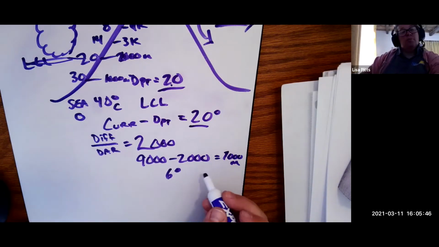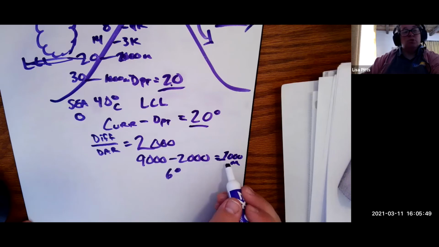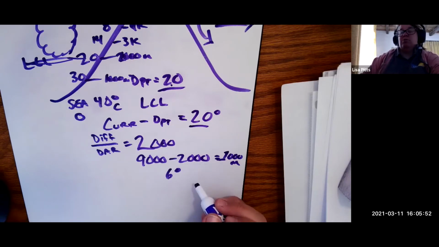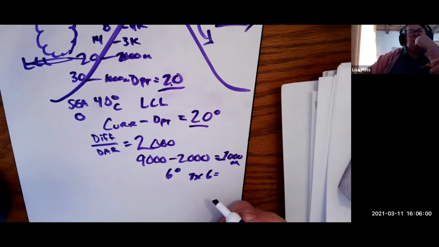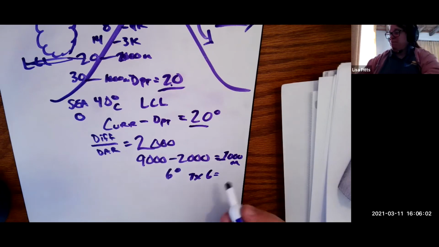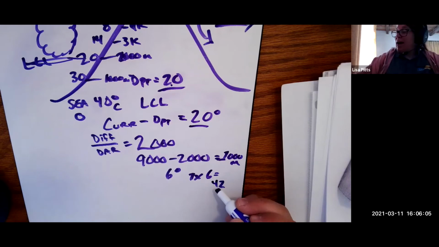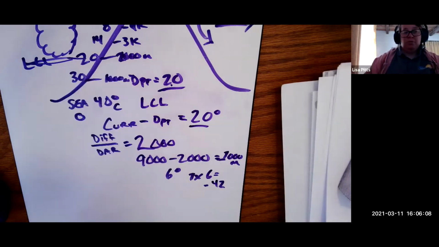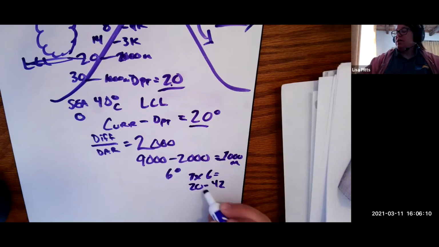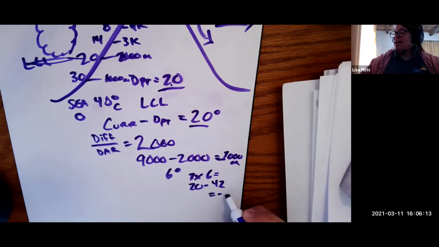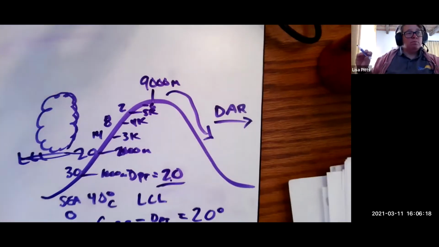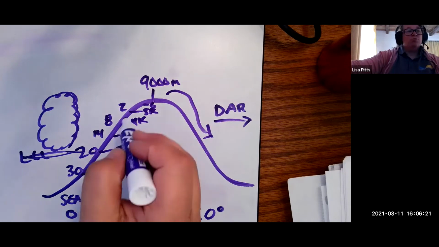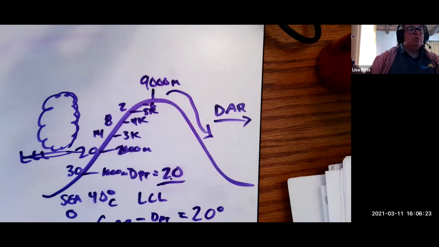All right, so we have to go up 7,000 more meters, so 6 times 7. 7 times 6 equals 42. So we're going to subtract 42 degrees from our current temperature, which in this case is 20. So 20 minus 42 equals negative 22 degrees. That's what the temperature is at the top of my hill. Or you can just keep subtracting and subtracting, and eventually you would have gotten there.